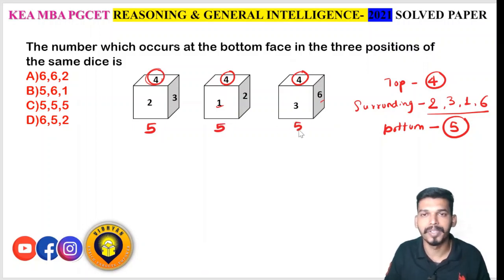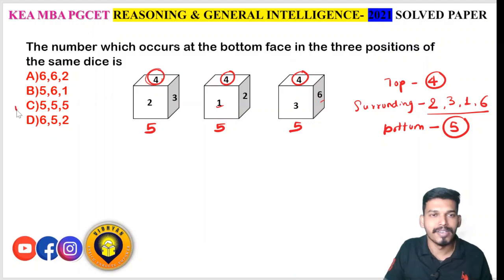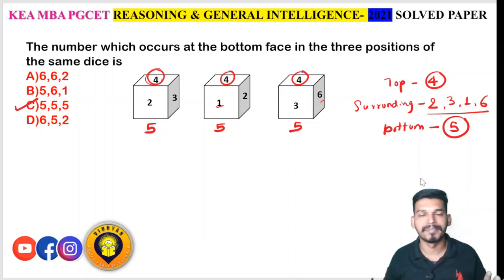Here also it is 5. Here also it is 5. So the answer is 555. Okay. Next one.